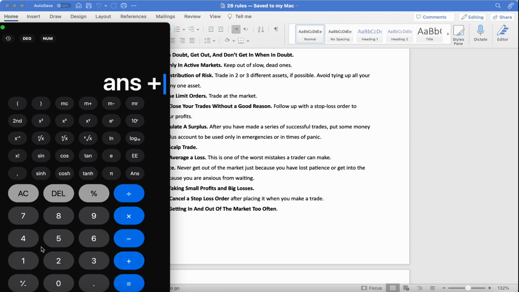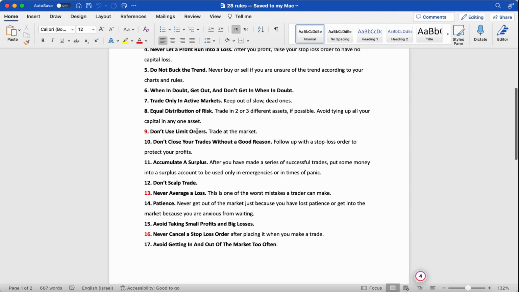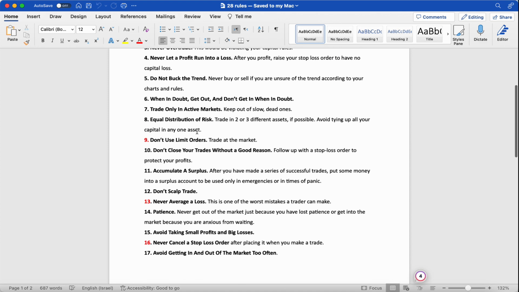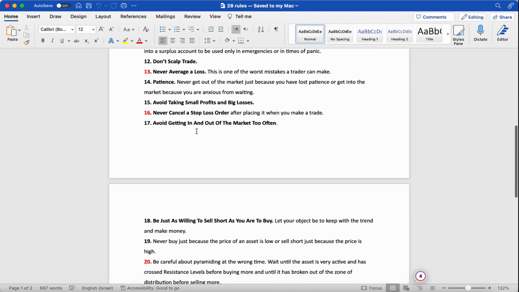Then 5 times 100, the overall amount that you paid is 1,500, and if you divide it by the 10 coins, your average buying price now is 150. And the idea is that if you average the loss, it will be easier for you to get out at break even or in profit. But Gann says do not do this, and seriously, it's a beginner's mistake.